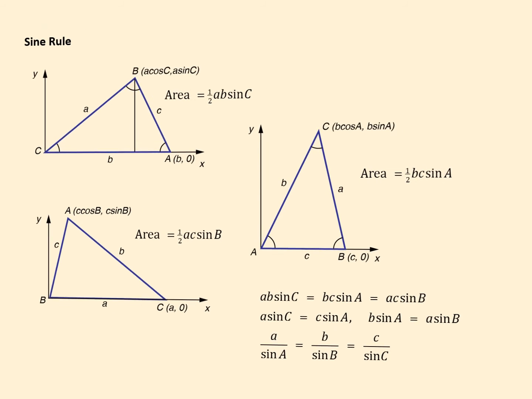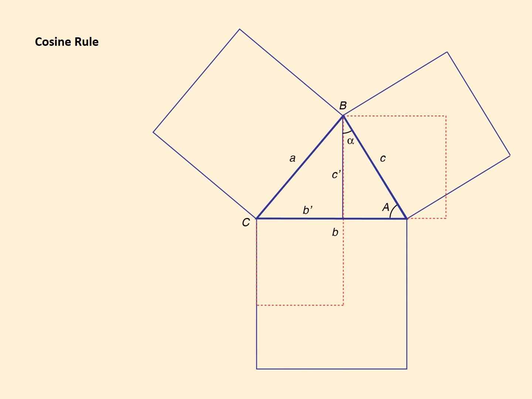Then we can get the cosine rule. The cosine rule, in fact, is a more general case of Pythagoras' theorem. So here we have a triangle with sides A, B, C, and the squares of those sides are drawn in blue.